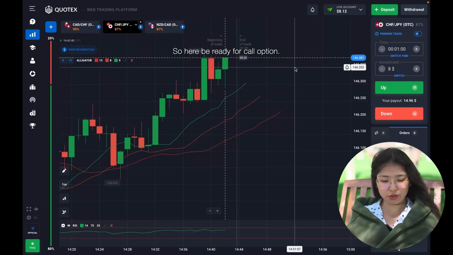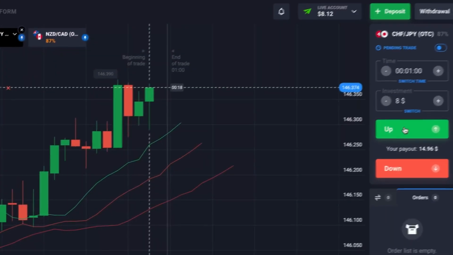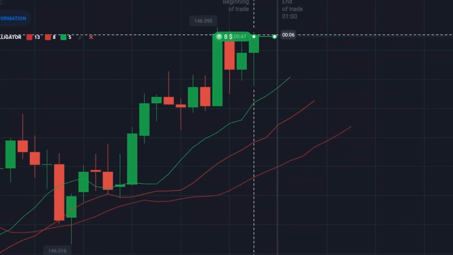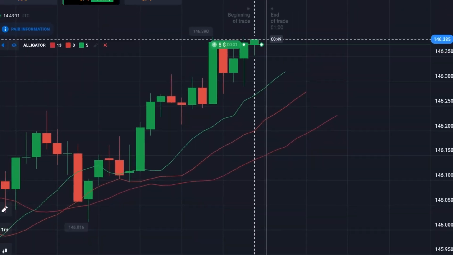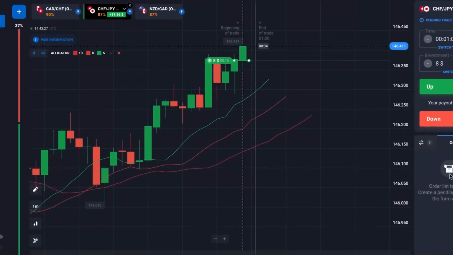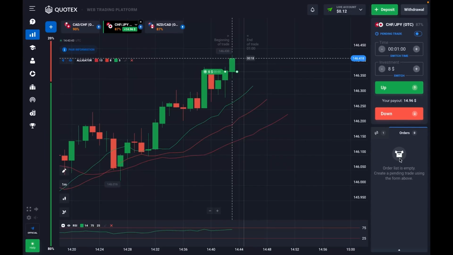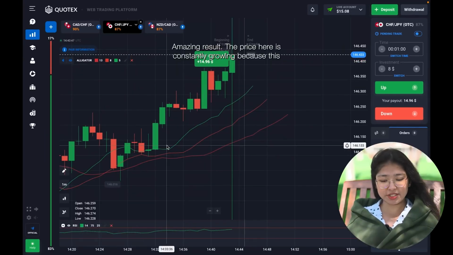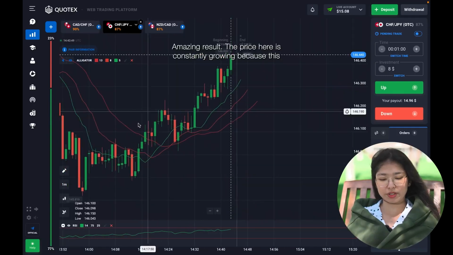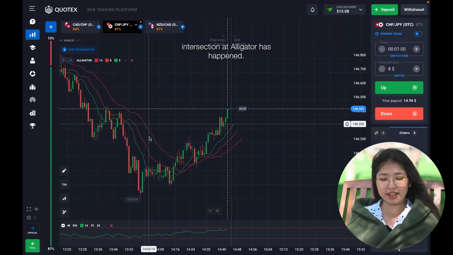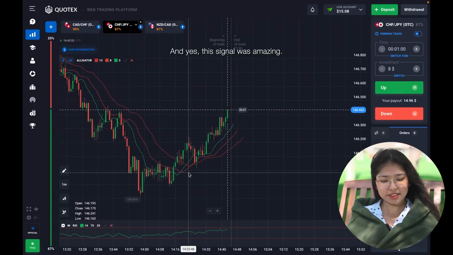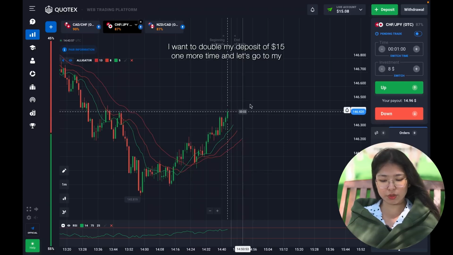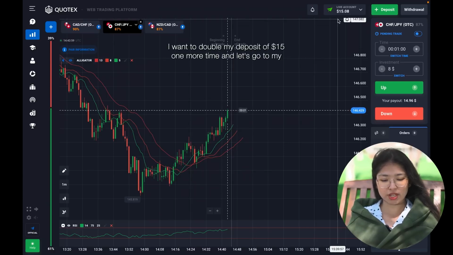So here, be ready for a call option. Wow guys, this was great, an amazing result, and the price here is constantly growing because the alligator intersection has happened. And yes, the signal was amazing. I can't stop here and I want to double my deposit of $15 one more time.